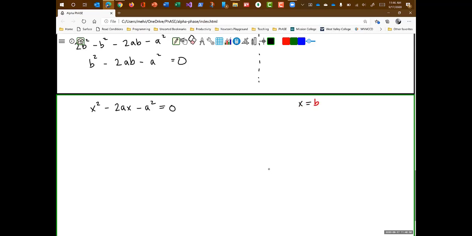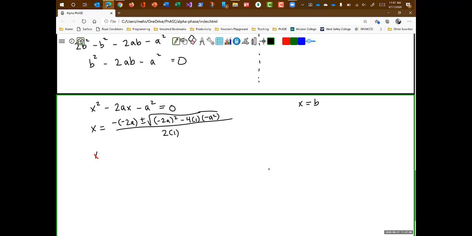Now that we see that that is clearly a quadratic equation, let's go ahead and use the quadratic formula, which says x is equal to minus the coefficient of the second term, so that's minus negative 2A, plus or minus the square root of that second term squared, so that's negative 2A squared, minus 4 times the first term times the last term, all over 2 times the first term.